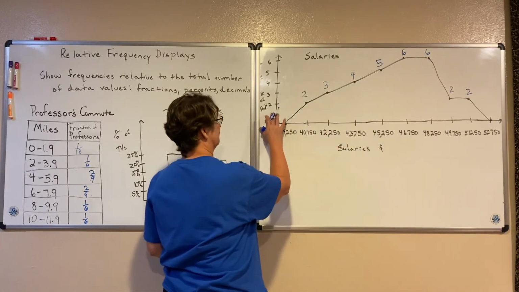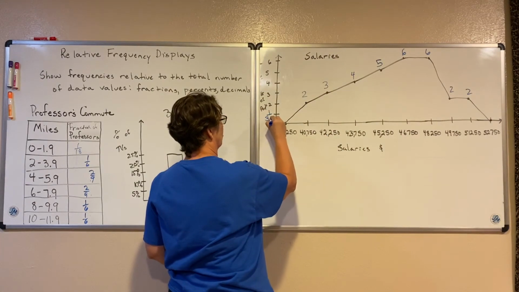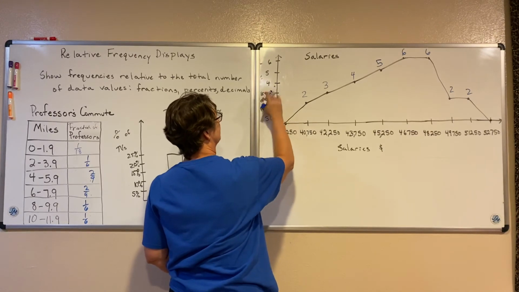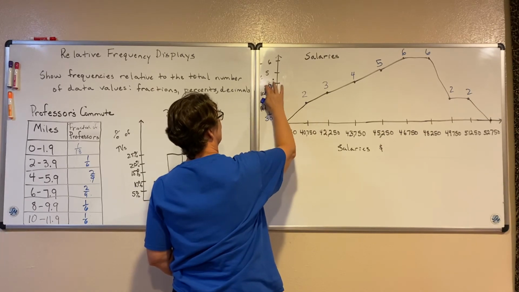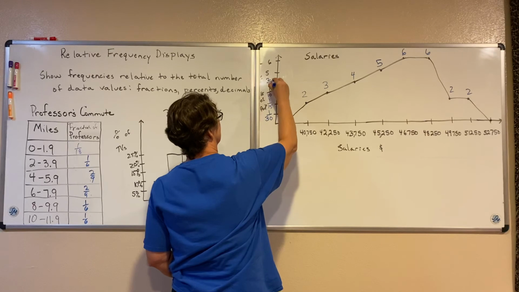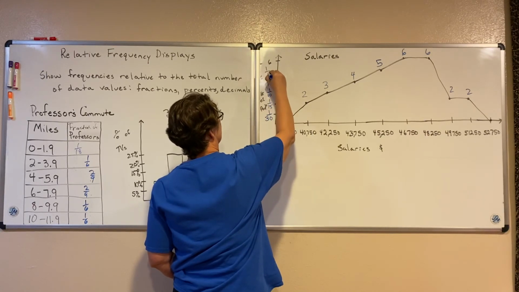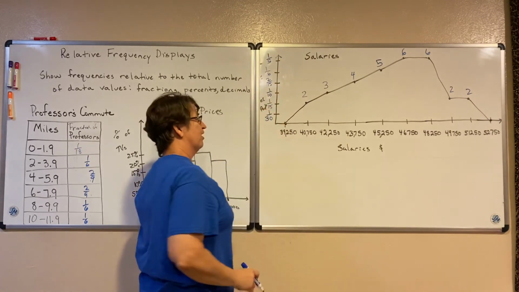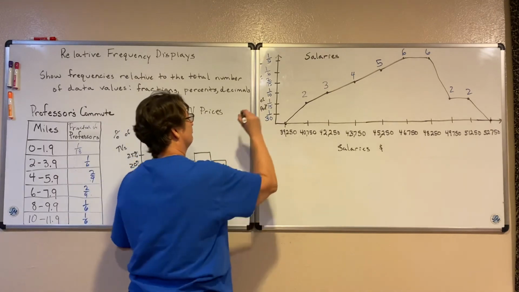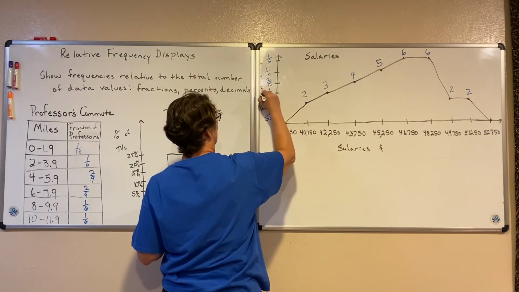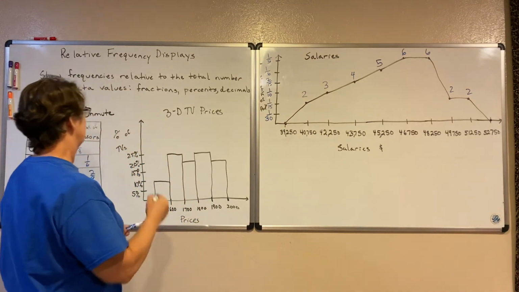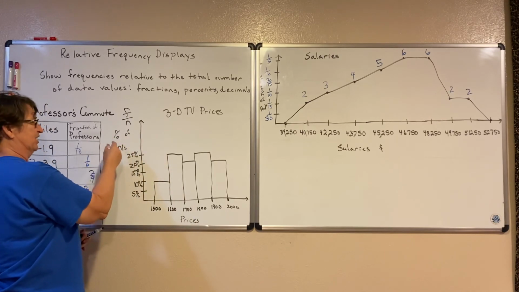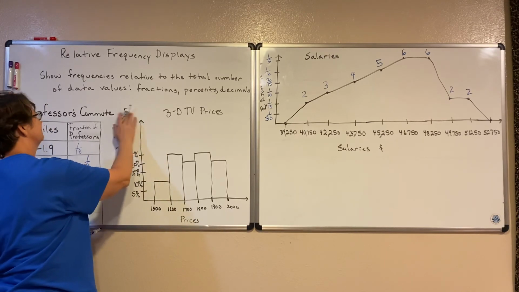I'm just going to take each one of these and put it over 30. So that's 1/30. 2/30 is the same as 1/15. 3/30 is the same as 1/10. 4/30 is the same as 2/15. 5/30 is the same as 1/6. And 6/30 is the same as 1/5. It is no longer a number, it's now the fraction. So the frequency over the total number. I can do that with each of these. Well, in this case, the percent, so that's always out of 100.